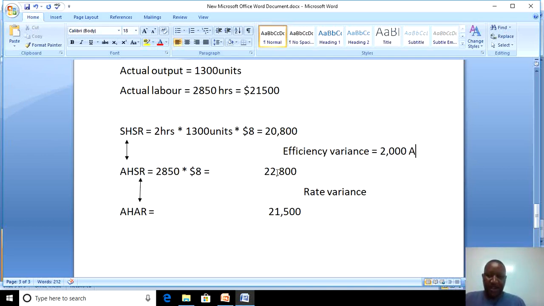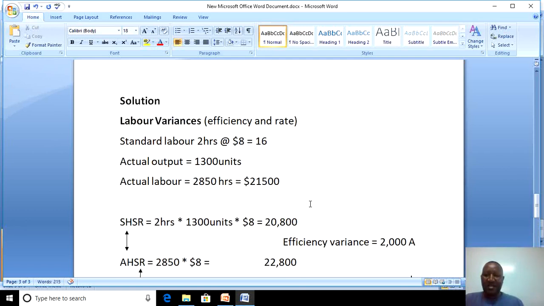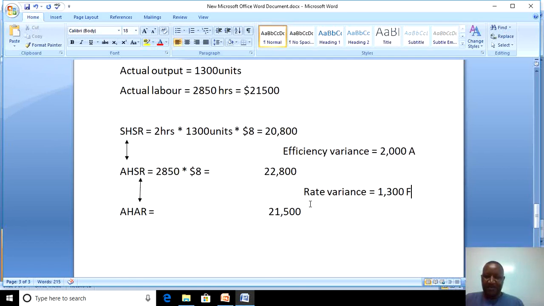The difference between that and that is the labor rate variance. So how much is that? 22,800 minus 21,500. The difference should be 1,300. That sounds like favorable because it's a positive figure, favorable variance. So we are done with the labor variances.